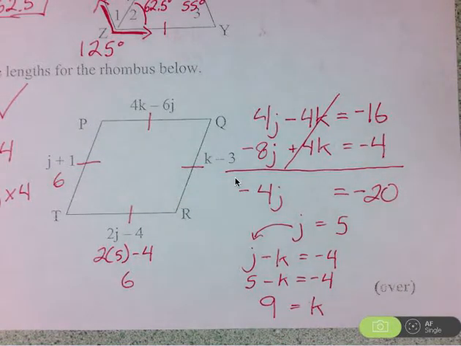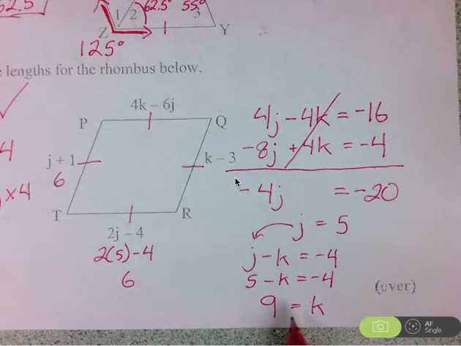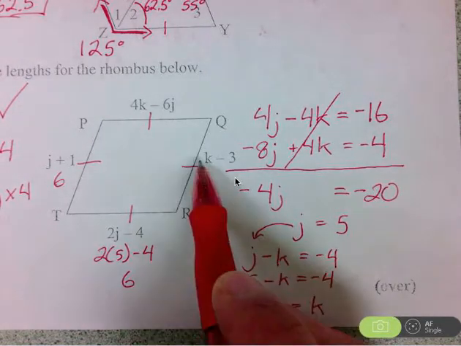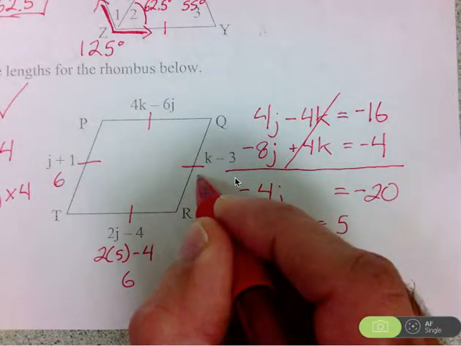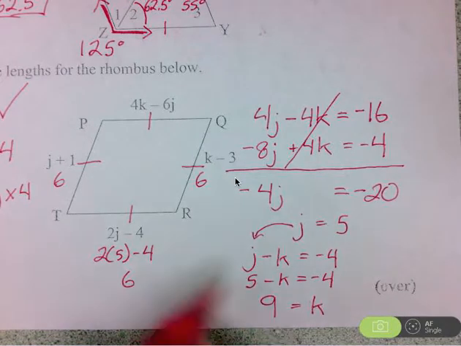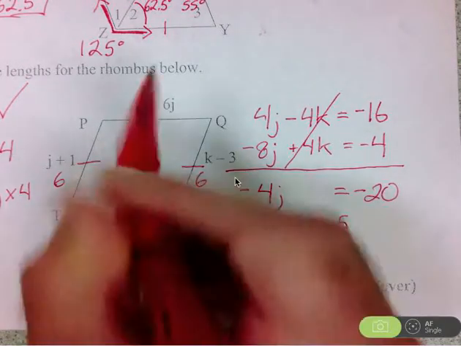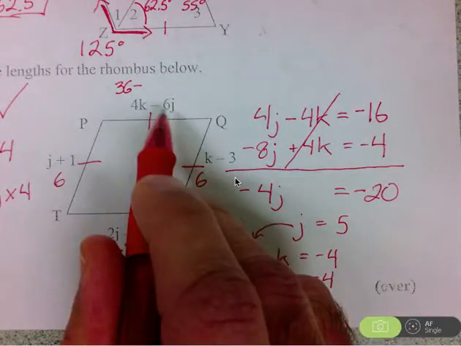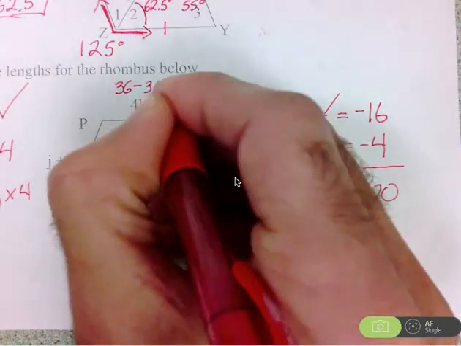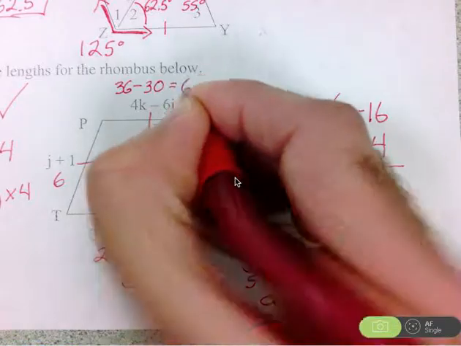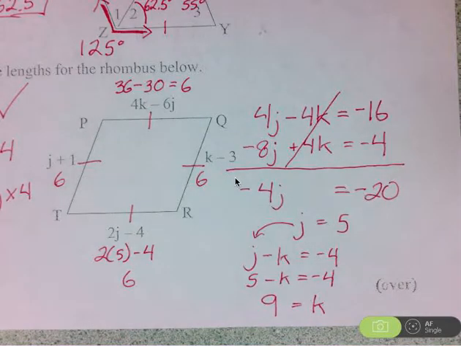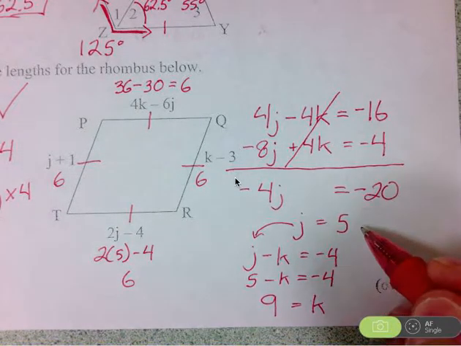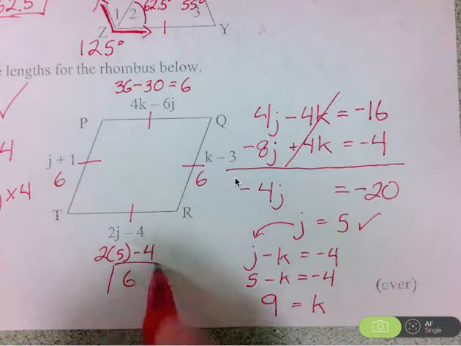I didn't have to solve for the k, although I can confirm my answer. k is 9. 9 minus 3 is 6 again. Or up here, k is 9. 4 times 9 is 36. j is 5. 6 times 5 is 30. And 36 minus 30 is 6 once again, but I really didn't have to go to all of that work because once I knew what j was, I could find one of the sides.